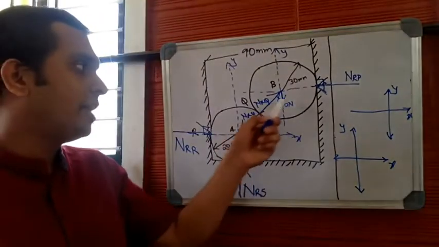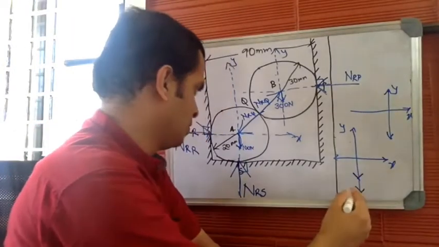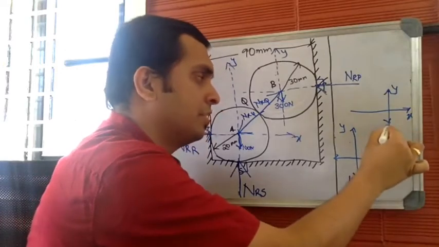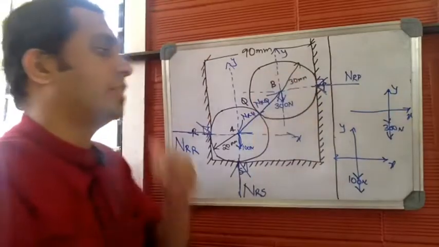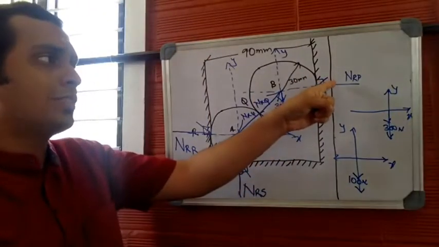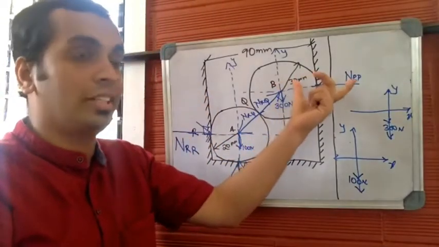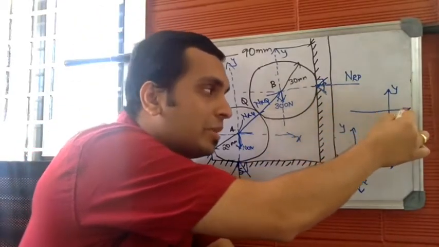So self-weight, as you know, acts vertically downwards. You can straight away mark self-weight, which is 100 Newton and 300 Newton. No issues in that. Now, let us go through NRP, normal reaction about P. It is horizontal, it has no inclination, so you can straight away mark NRP. Its original position will be in the positive x side.